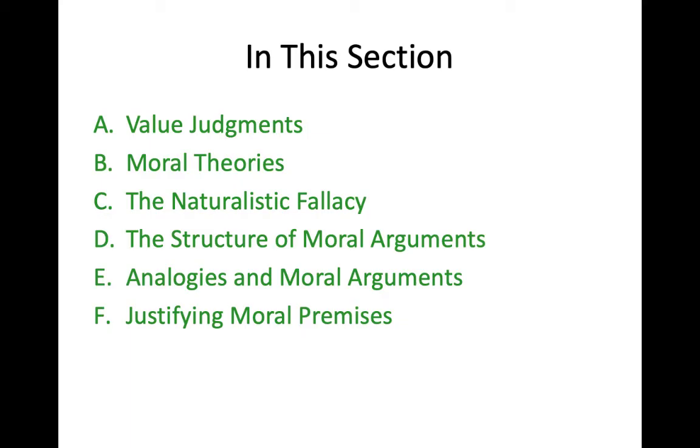So in this section, we'll talk about value judgments and moral theories, a few of them. I'll look at them briefly. Something called the naturalistic fallacy. I'll look at the structure of moral arguments, comparing them to analogical and moral analogies and other moral arguments. And we'll talk about justifying moral principles, where the justifying moral principle justifies accepting a conclusion of an argument about what we should or should not do.